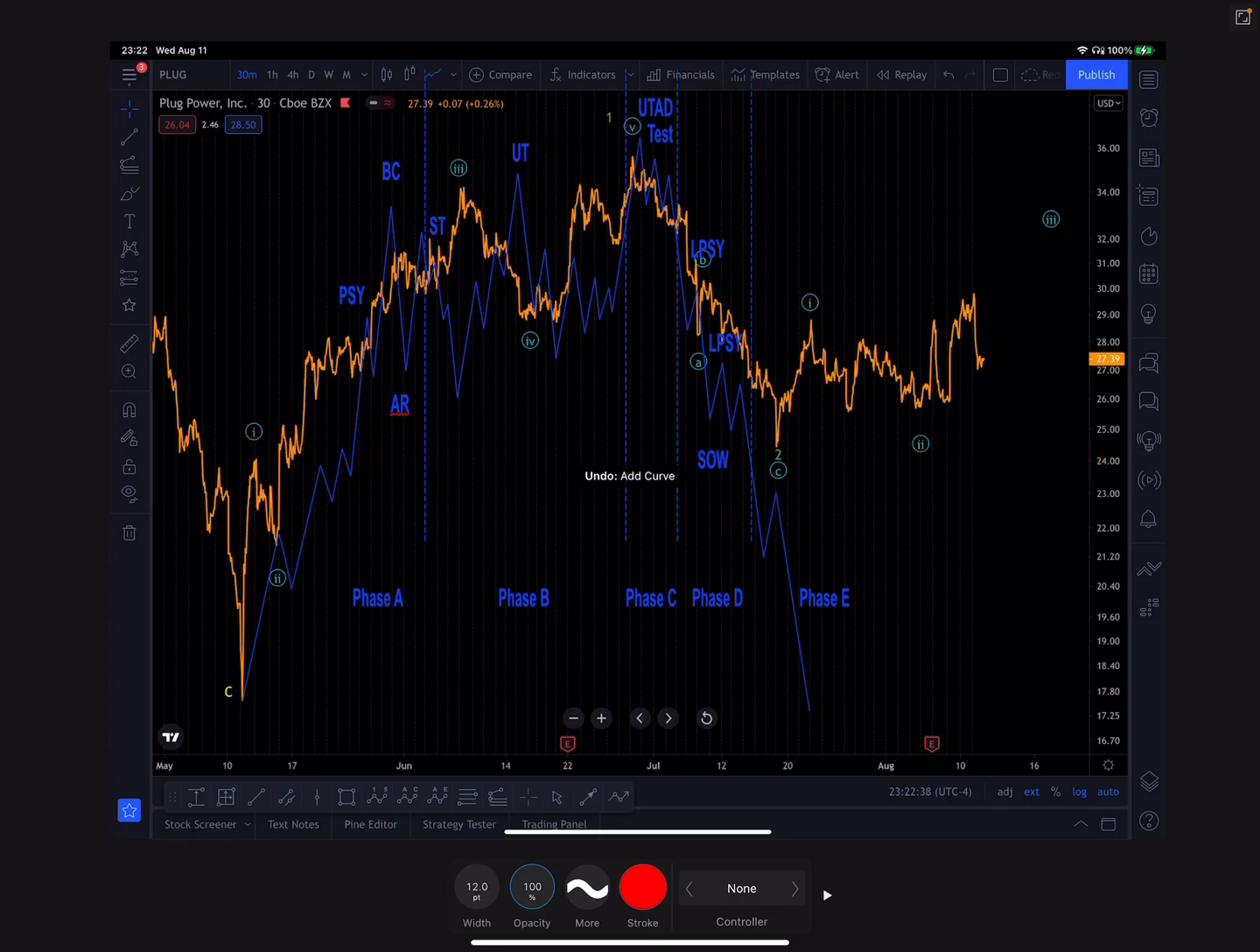So yeah, I guess that's all I have to say on PLUG. Again, I'm no expert on exactly what this means, but the correlation is relatively high on this. All right, let's take a look at the next chart.